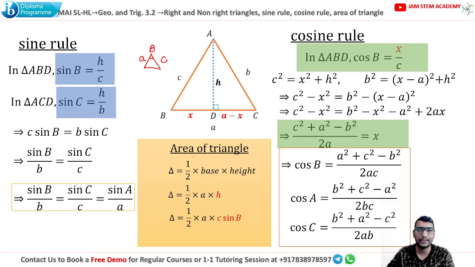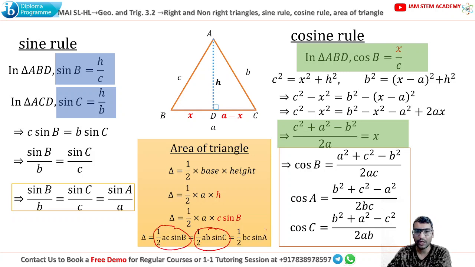Similarly, you can apply the same thing for C also. If you use height as b sine C, you will end up getting another expression, but it gives you the same answer. So half AC sine B, or half AB sine C, or half BC sine A. You just need two adjacent sides multiplied by the sine of the angle between them, whole divided by 2, and that gives you the area of the triangle.